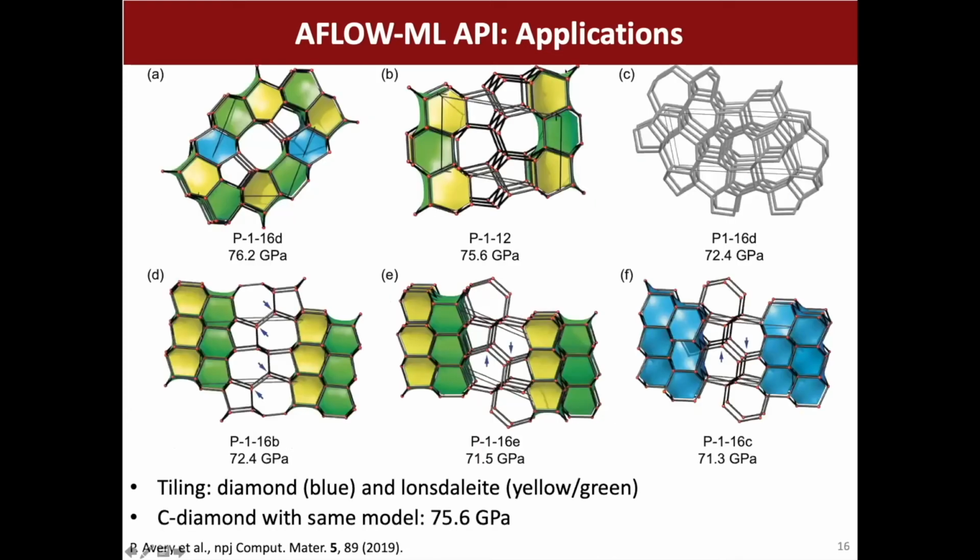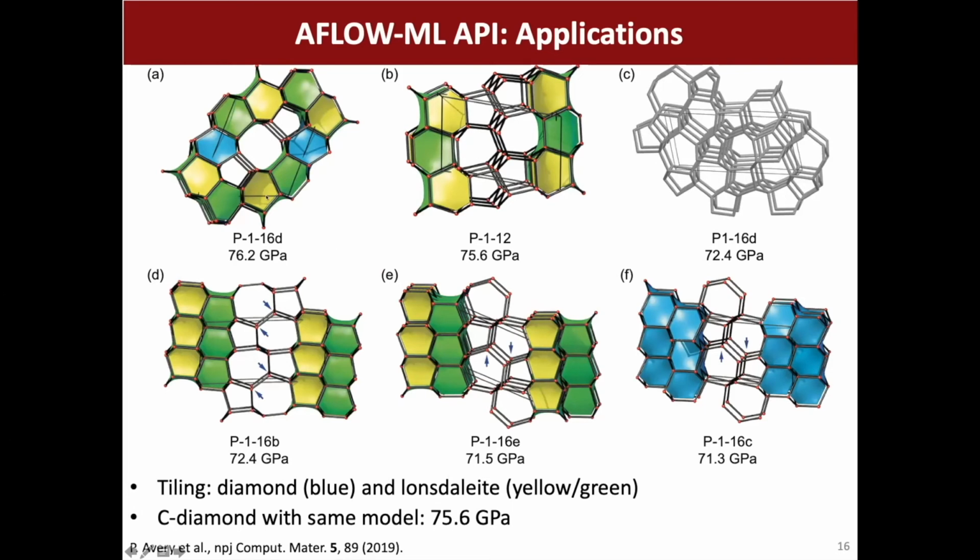So here are some of the structures that were predicted. In particular, note that within this model, carbon diamond was predicted to have a hardness of 75.6 gigapascal. So again, like I said before, this model tends to somewhat underestimate the elasticity, especially for hard materials and hardness as well.